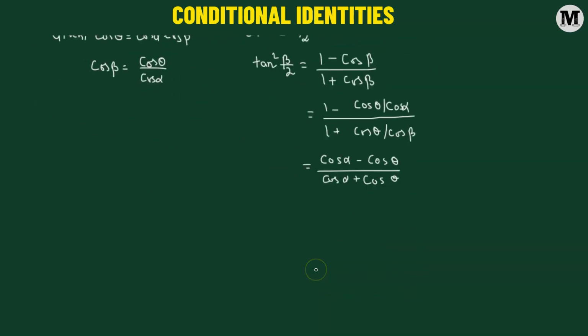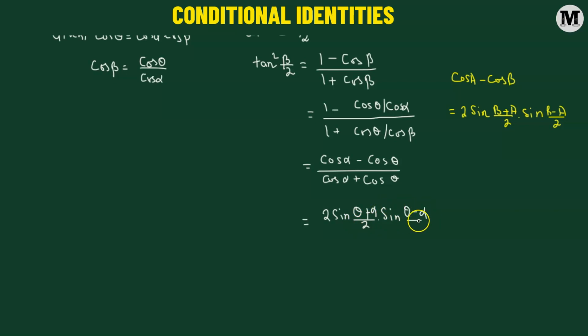Right. Now we can apply the formula. Let's write it down. If we have cosine of angle A minus cosine of angle B, that equals 2 times sine of angle (B plus A) over 2 multiplied by sine of angle (B minus A) over 2, which means we have in the numerator 2 times sine of (theta plus alpha) over 2 multiplied by sine of (theta minus alpha) over 2.